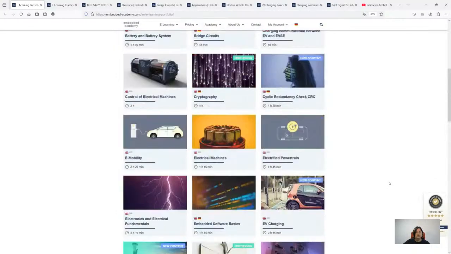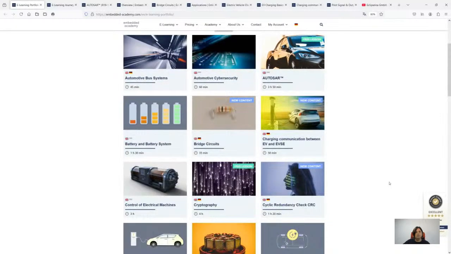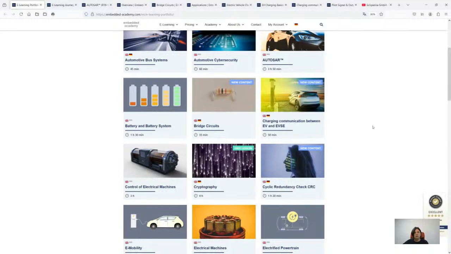So these were like the small updates. Now we are looking at the bigger chunks where we did bigger changes. There's a new course on charging communication between EV and EVSE, which I will have a look with you together into right now.